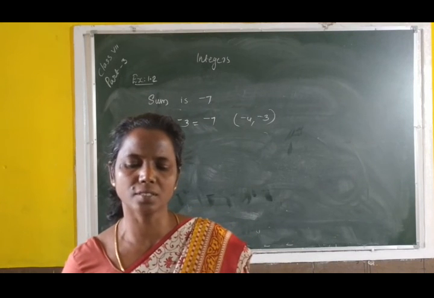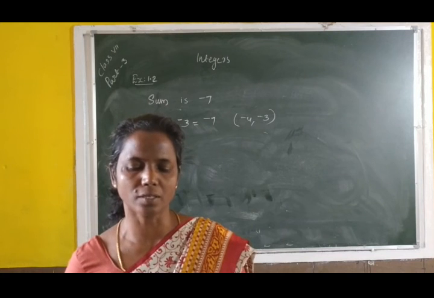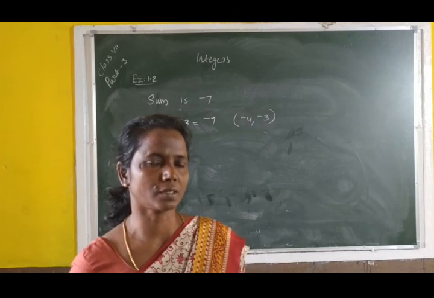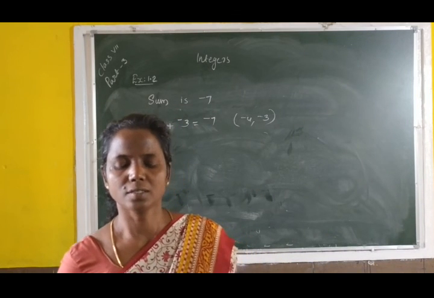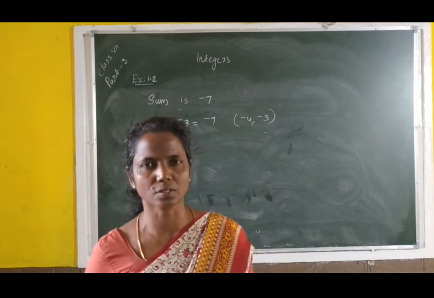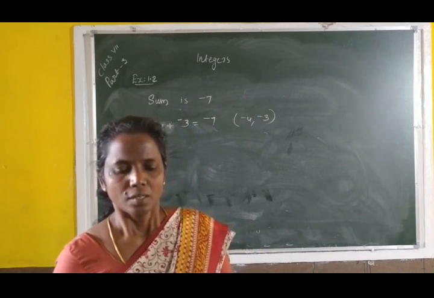Then next B, difference is negative 10. Difference means if I find the difference of any two numbers, write the pairs. And next E, sum is 0. When we add two numbers, the sum is 0. Then you find its answer yourself.